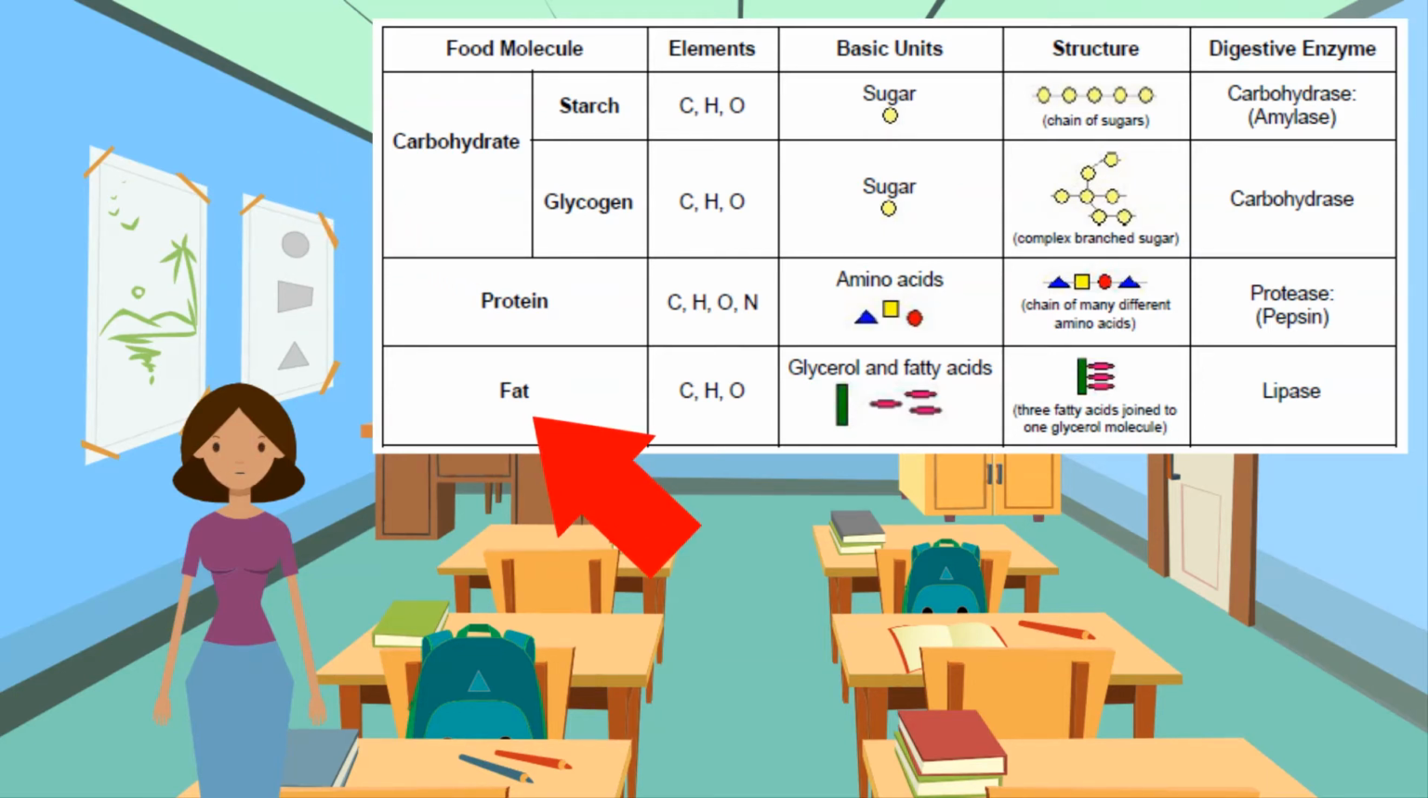Lastly, fat. This is made up of the elements carbon, hydrogen, and oxygen. Its basic unit is glycerol and fatty acids, and its structure is a chain of 3 fatty acids joined to one glycerol molecule. Its digestive enzyme is lipase.